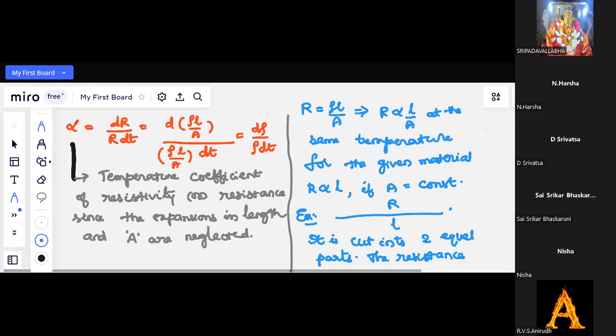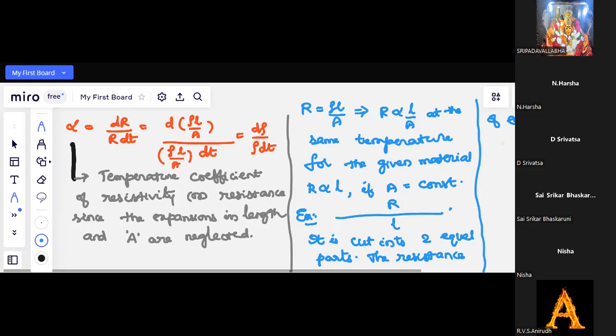R/2 exactly. That's what I am trying to say. Resistance of each part. And only length is changing here. When the wire is cut into 2 equal parts, only length changes. Length becomes half. So resistance also becomes half. Why? Because R is directly proportional to L.